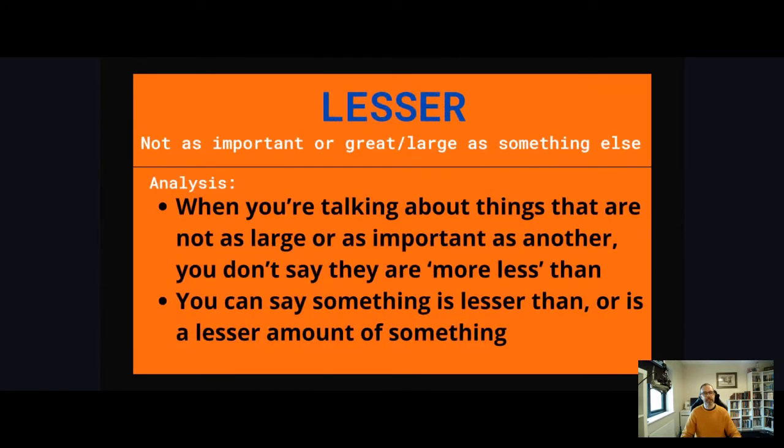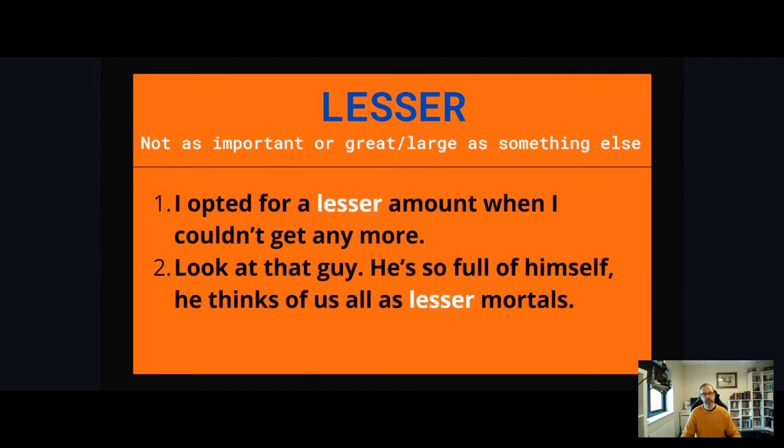The next word is lesser. This is something that is not as important or not as great or large as something else. And when you're talking about things that are not as large or as important as another, you don't say they are more or less than. You say that they are lesser than, or something is lesser than, or is a lesser amount of something. So example 1, I opted for a lesser amount when I couldn't get any more.